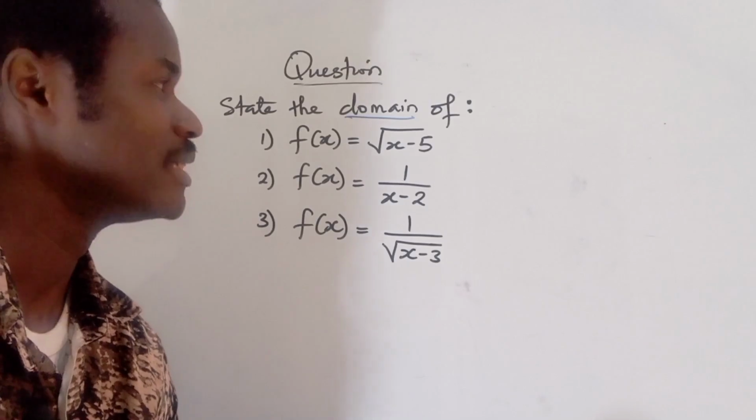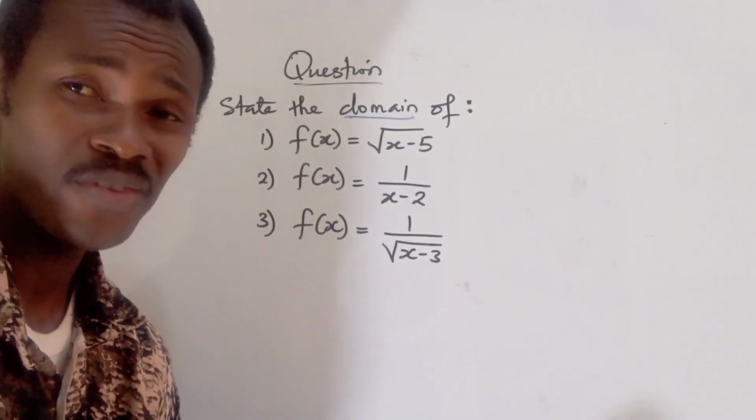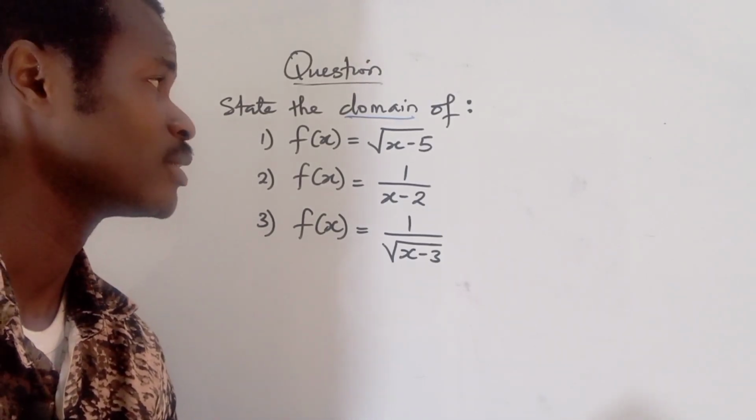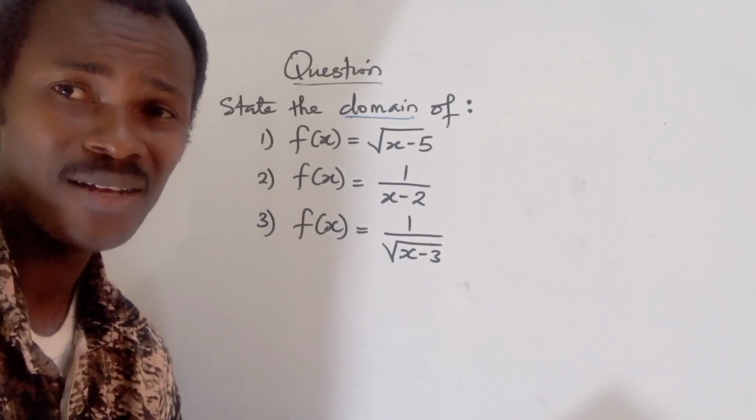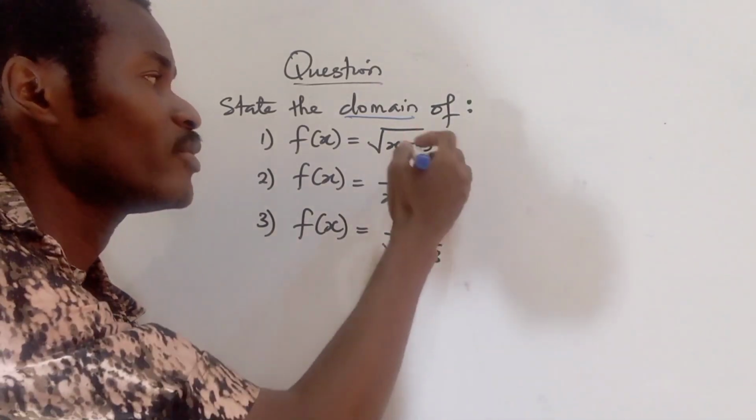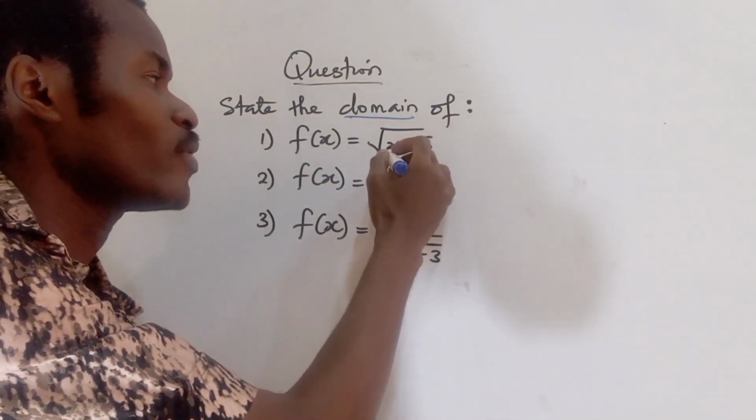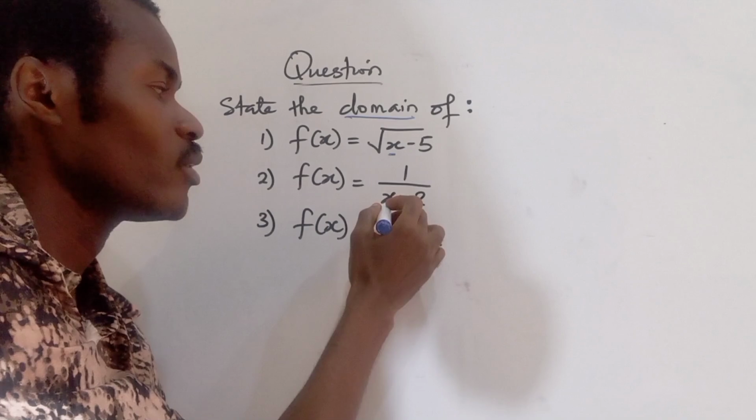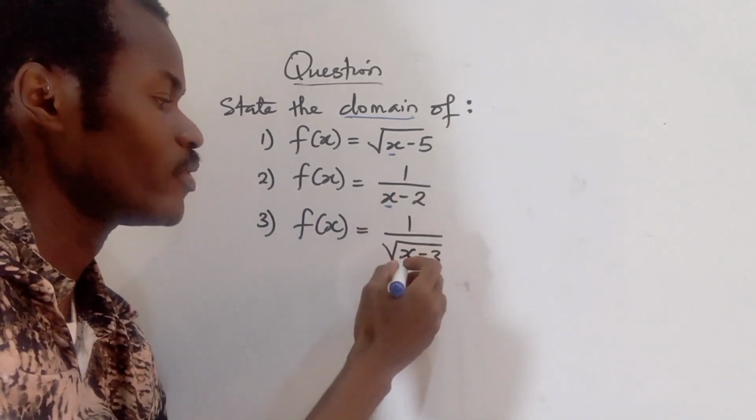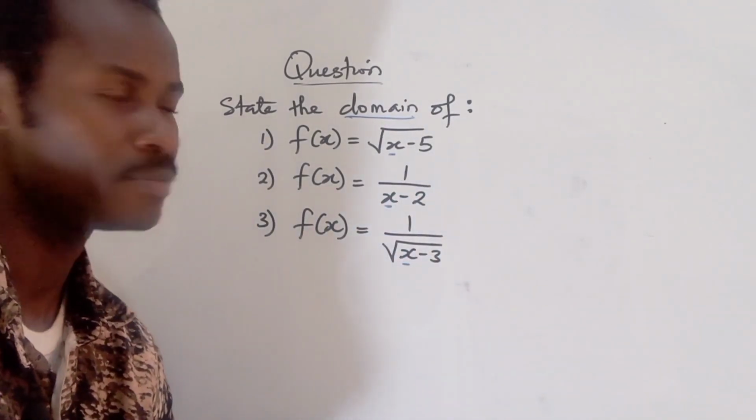Domain simply means that for any relation, you want to find the set of values of x in that relation. For instance, in this, we want to find the set of values of x here. We want to find the set of values of x here. We want to also find the set of values of x here.